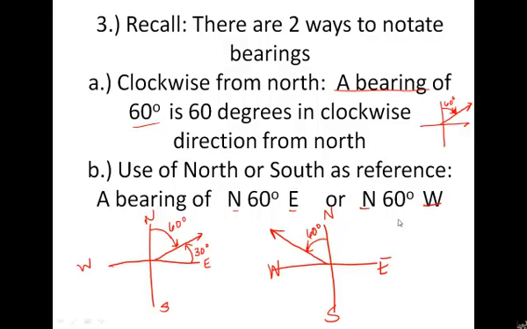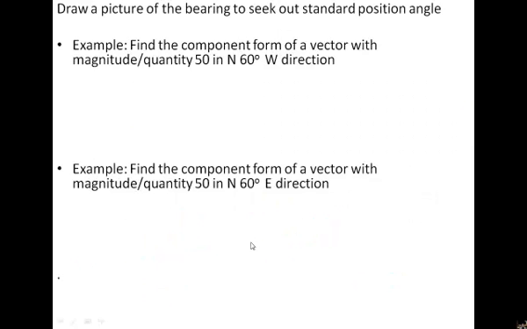Now keep in mind, if you were ever given this and you needed to calculate the component form, you would not be able to use 60 degrees, because this angle right here is not 60 degrees in your calculator's eye. So this is where it's going to take some thought sometimes. Draw a picture of the bearing to seek out standard position angles. So we're going to go ahead and do these examples. Find the component form of a vector with a magnitude or a quantity of 50 in the 60 degrees west of north direction. So we're going to go ahead and look at something like this.